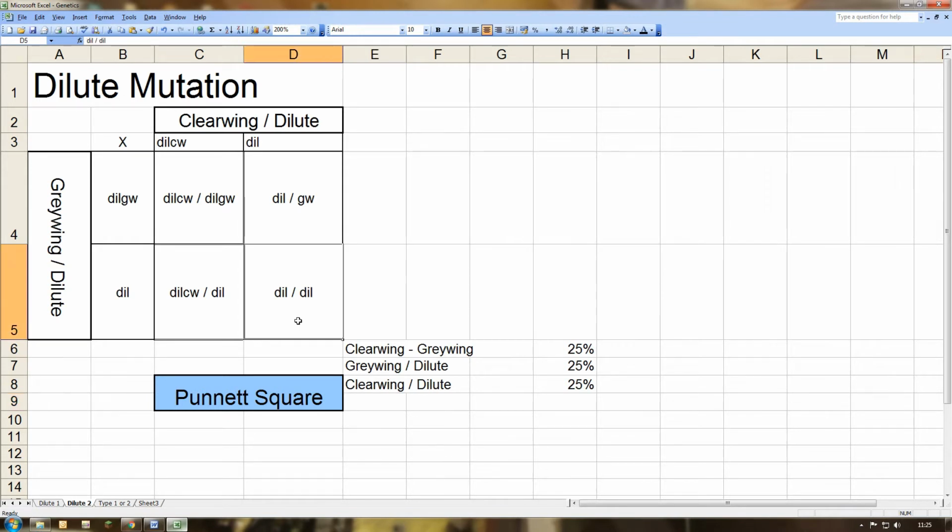Final one here, we've got inheriting two of the dilute genes, so we know that the bird must therefore look like a dilute, so the phenotype and genotype are identical, and it will be a dilute bird. So there we go, 25% of the birds will be dilute.